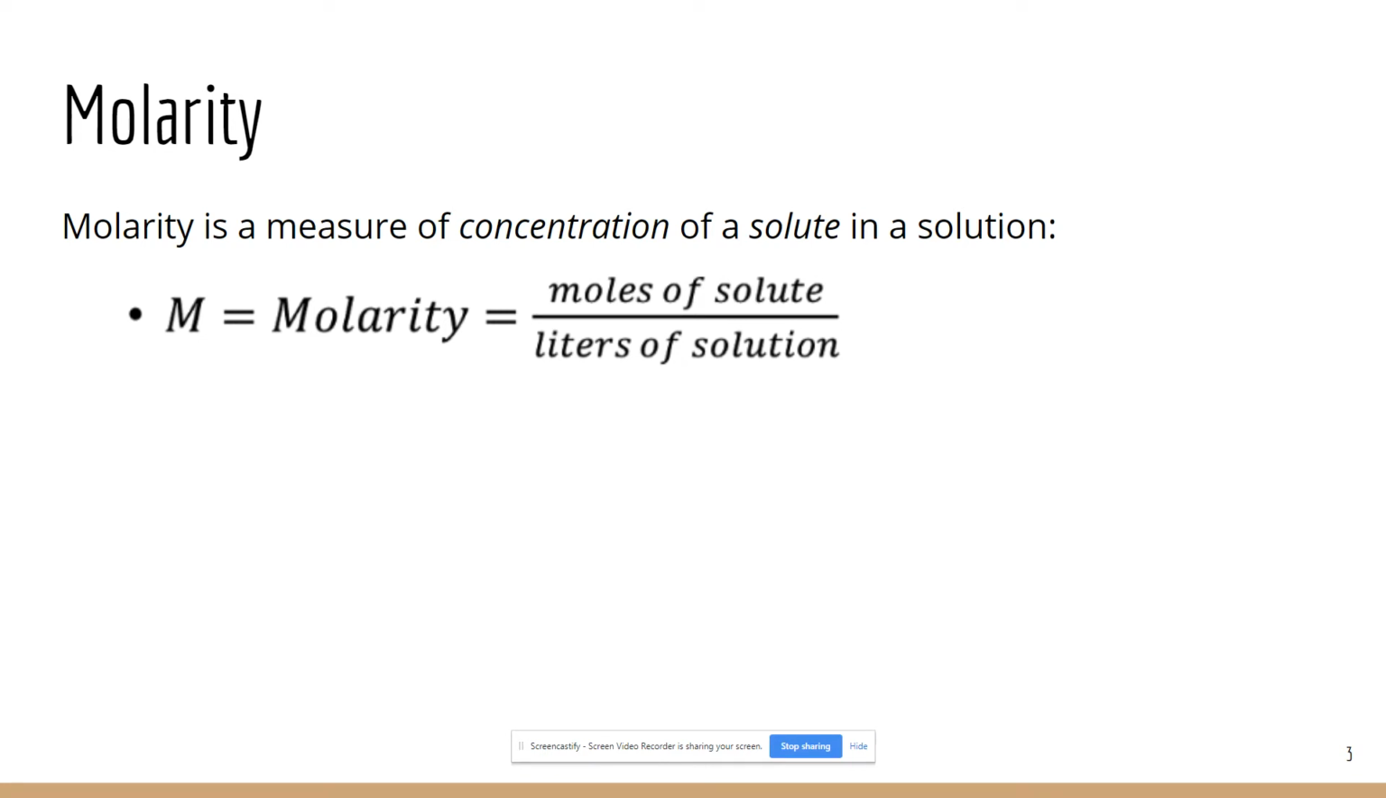Pause here. So you've probably heard of the concept of proof with alcoholic beverages, like 80 proof vodka, something that is 40% alcohol by volume. Well, in chemistry, we have something called molarity. Both of these are just units of concentration.